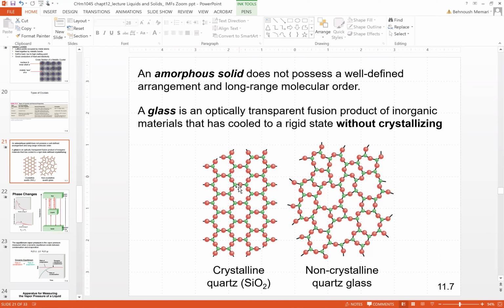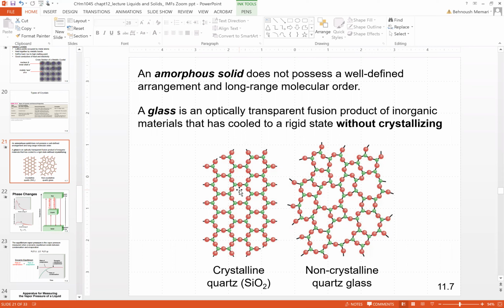But if you have crystalline quartz, silicon dioxide, it's very organized. They're all the exact same shape, the same form, and the same size. So that's the definite, well-defined shape that you have for each unit.